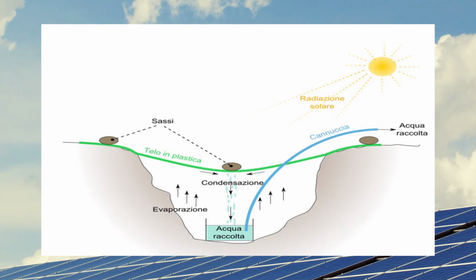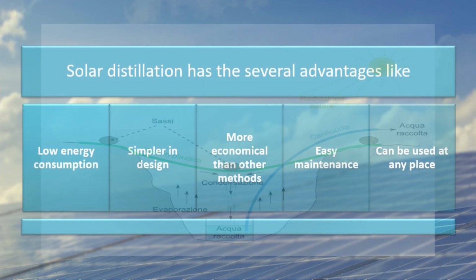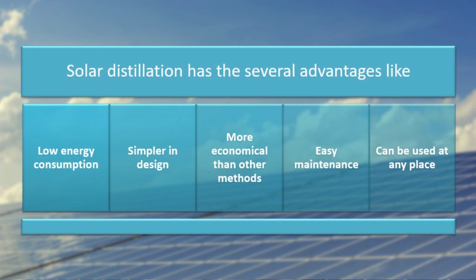Now we are going to discuss classification of the solar still. There are various methods of purification of the water. When conventional energy is used in place of solar energy, the process of water purification is known as distillation, as I already told you. The conventional distillation plants are energy intensive and mainly utilize non-renewable energy. Solar distillation has several advantages like low energy consumption, simpler design, more economical than other methods and easy maintenance. This can be used at any place.